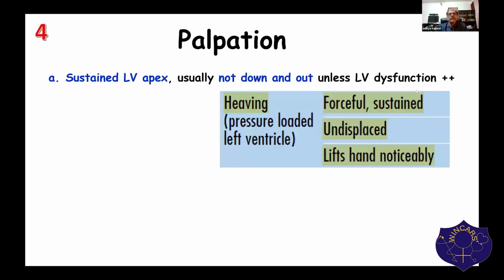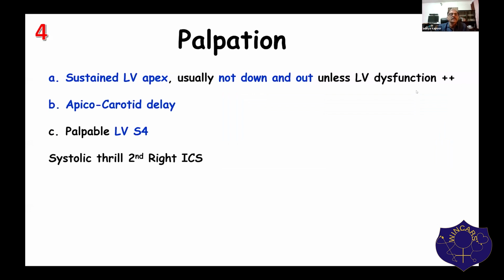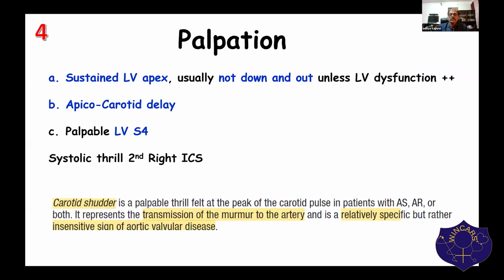Palpation, again, very important for aortic stenosis: a sustained apex, heaving, forceful, sustained, undisplaced. It is usually not down and out until and unless there is LV dysfunction. Apicocarotid delay on palpation, a palpable LV S4. Systolic thrill, not many people believe is a sign of severe aortic stenosis. As mentioned in the books also, carotid shudder is a relatively specific but insensitive sign of aortic valve disease. So I would say the first three things: sustained apex, apicocarotid delay, and a palpable LV S4.